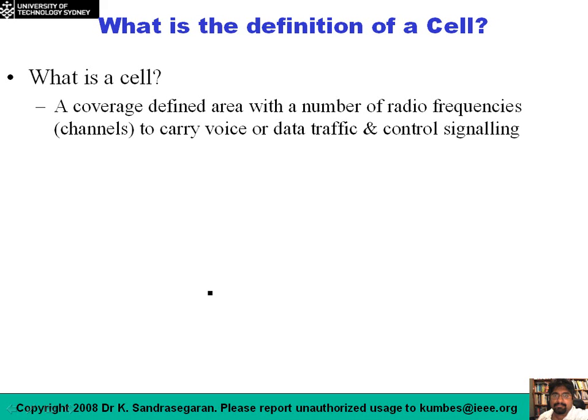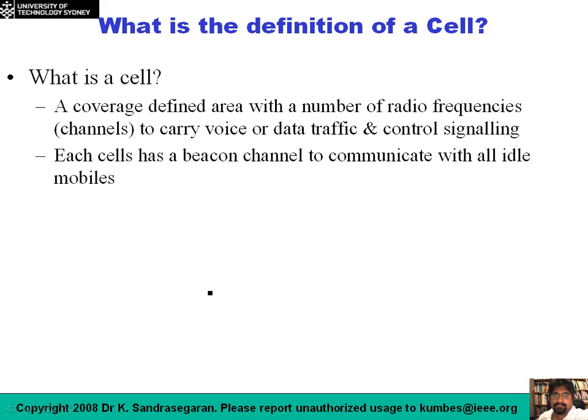Okay, so a cell is essentially an area within which a number of radio frequencies or channels are used to carry data and data traffic and control signaling. The other thing that each cell has to do continuously is, remember we said earlier that the mobiles have to make measurements. So in order to make measurements, mobiles have to identify cells. So in order to identify cells, each cell has to have a beacon channel or a control channel on which it communicates with all the idle mobiles that are there.